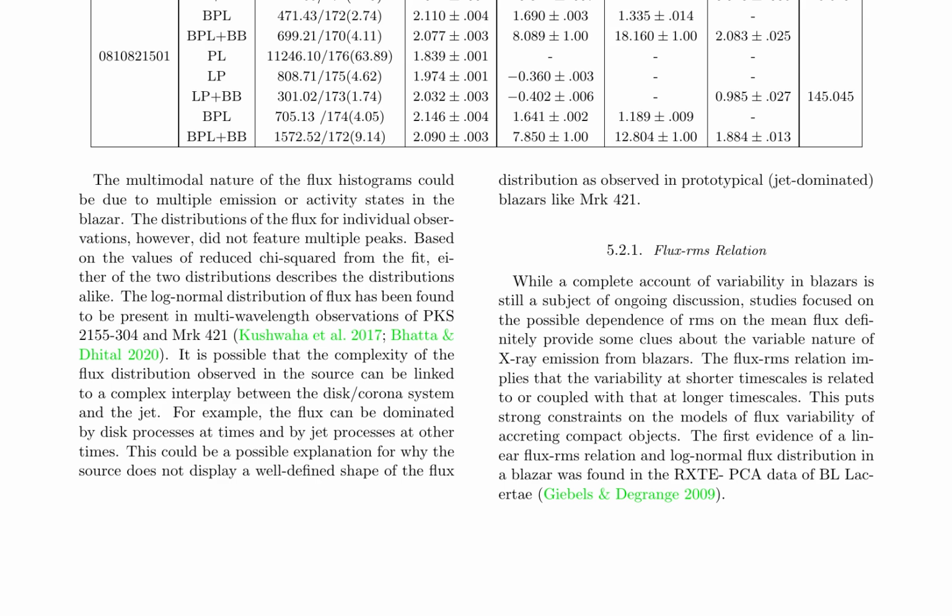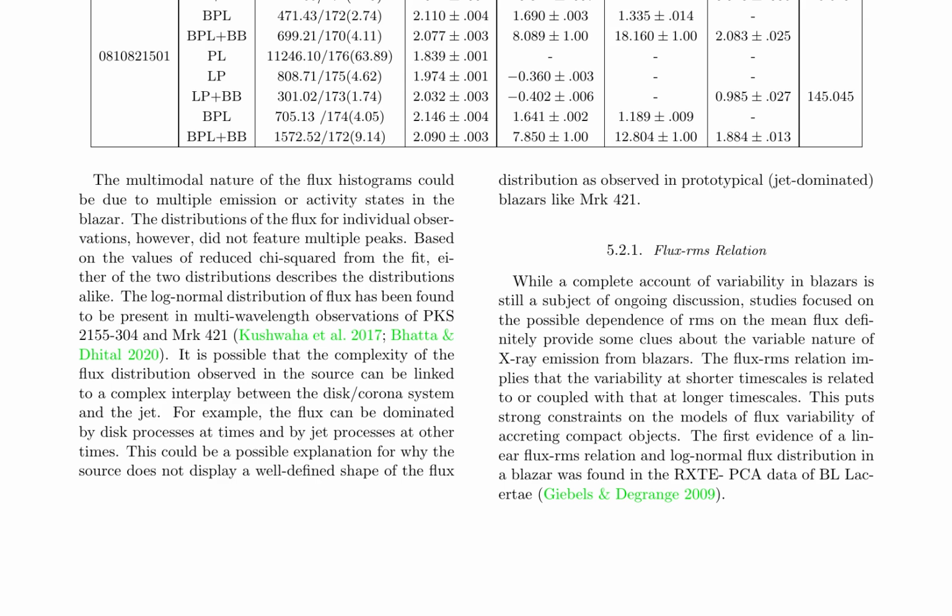The results of the analysis are presented in Table 3, which includes the chi-square values for each model fit, along with the best fit parameters for the power law and broken power law models. The F-test values indicate the significance of adding a break to the power law model. The observed differences in the spectral index and break energy between the power law and broken power law models suggest that the spectral properties of the blazar change significantly with the addition of a break in the power law model.